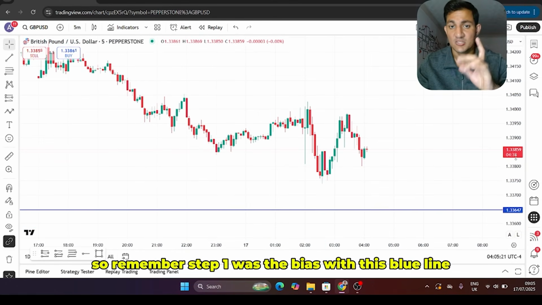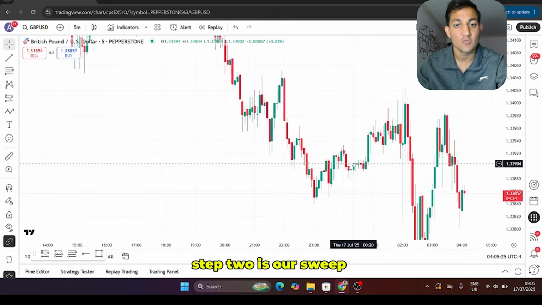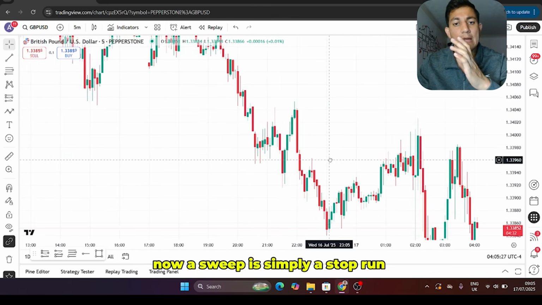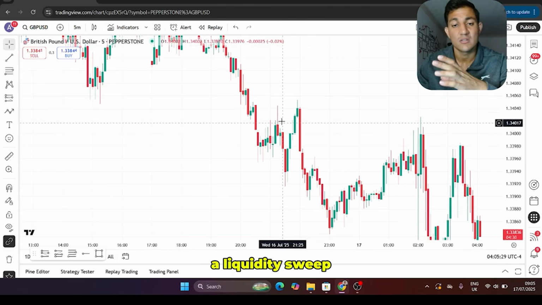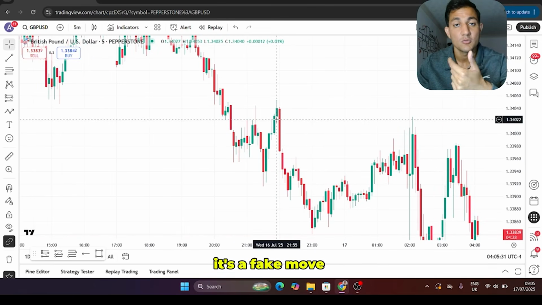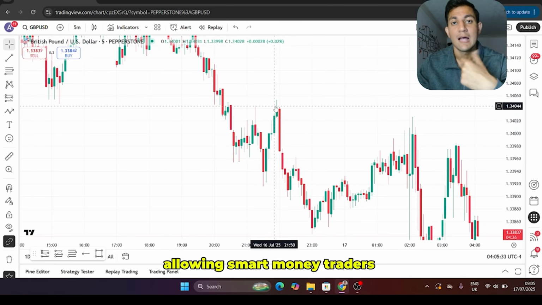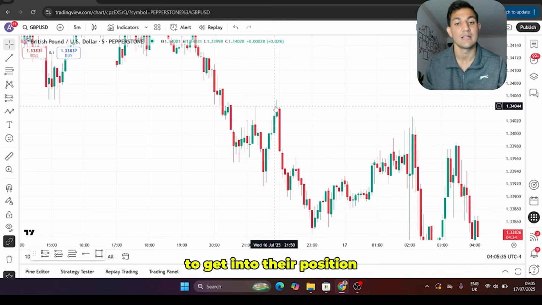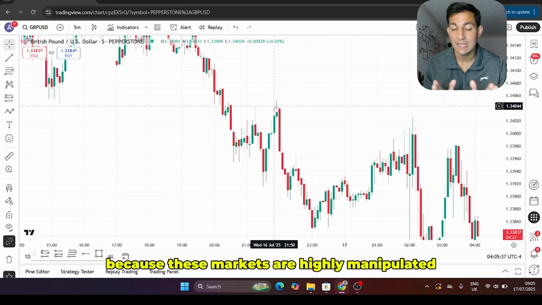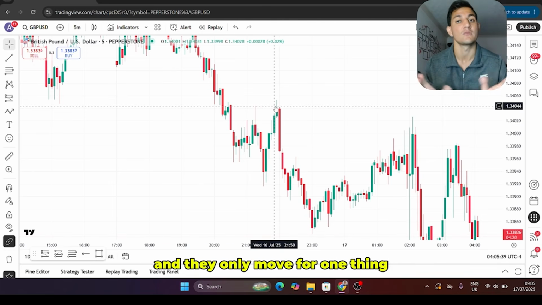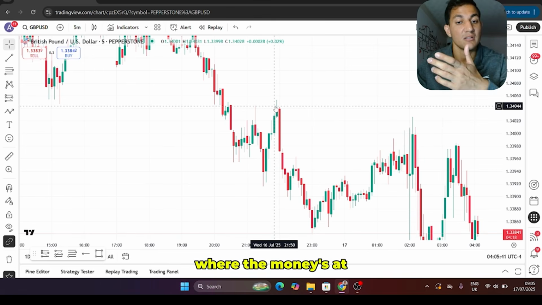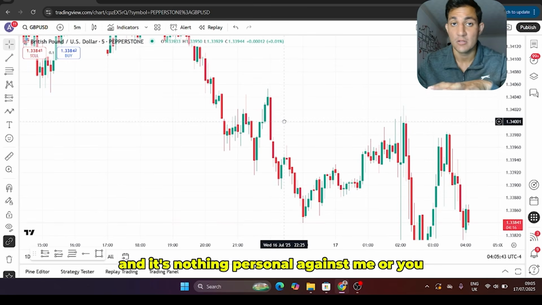So remember, step 1 was the buyers with this blue line. Step 2 is our sweep. Now, a sweep is simply a stop run, a liquidity sweep, whatever you want to call it. It's a fake move that takes out stop loss orders, allowing smart money traders to get into their position. Because these markets are highly manipulated and they only move for one thing, which is liquidity, where the money's at. And it's nothing personal against me or you.